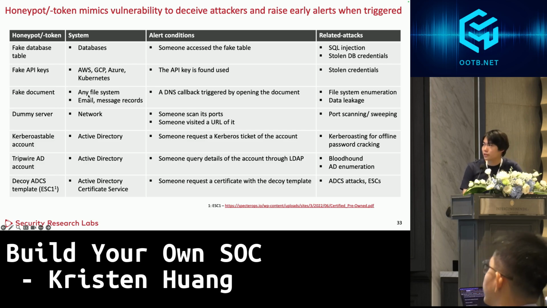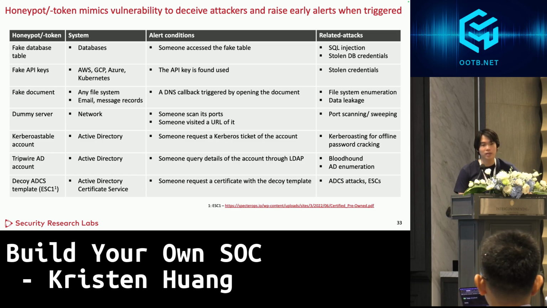Also, you could put some fake document in some critical file system. For example, what we would recommend our client is, let's say they have some very important SFTP backup server. They could also try to put some fake document in the SFTP server. So whenever the attacker has downloaded the dump in the SFTP, and when they open the fake document, the document will trigger some DNS callback, and then they know that someone has downloaded and exfiltrated the data.